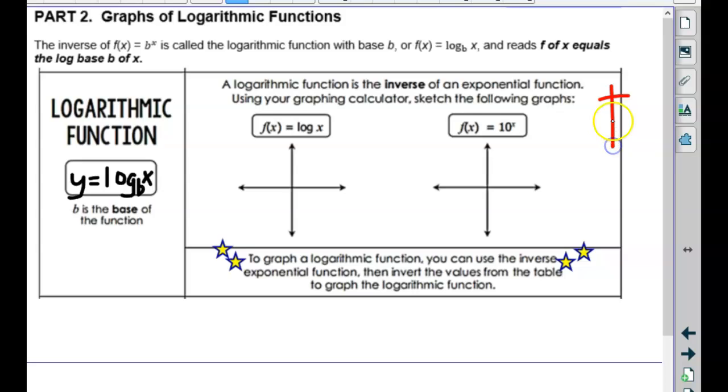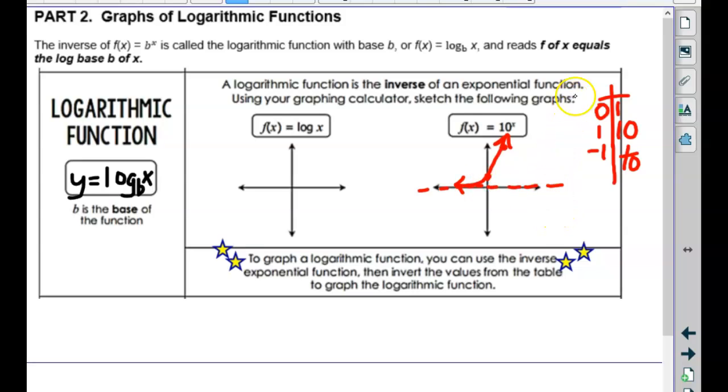Guys, tell me some powers of 10. If you put in a 0, 10 to the 0 is 1. 10 to the first power is 10. 10 to the negative 1 power would be 1/10 or 0.1. So it looks like this. That's what we learned about on Friday, okay? With an asymptote here.